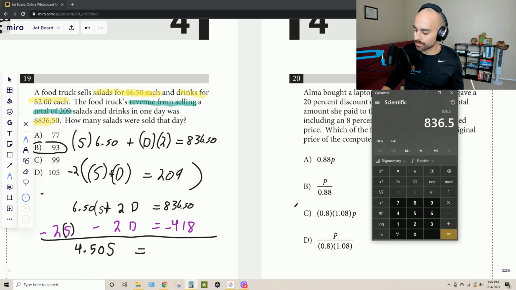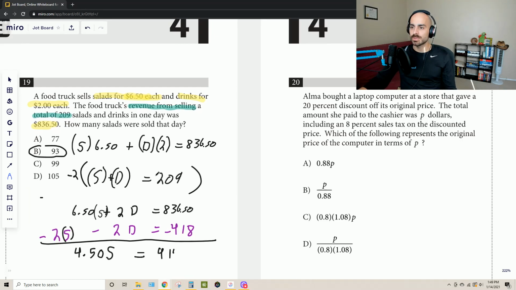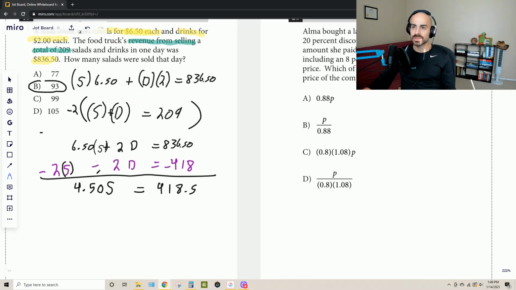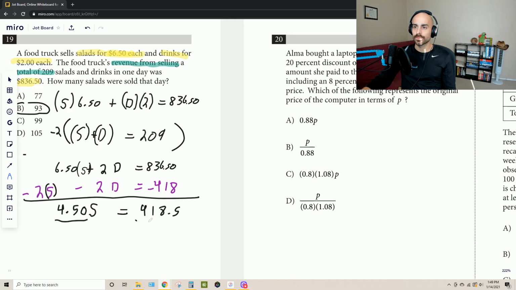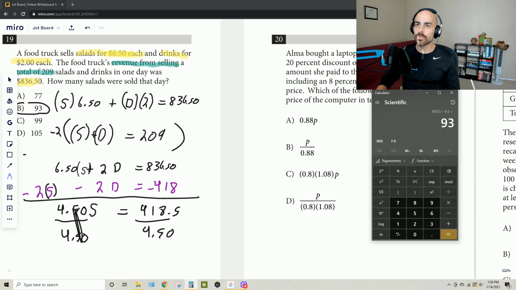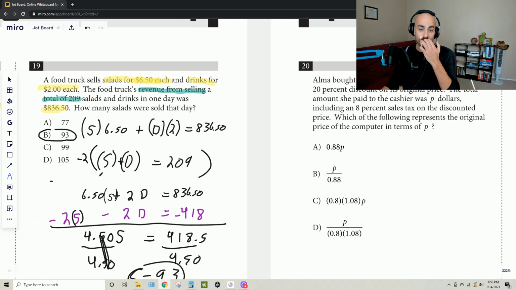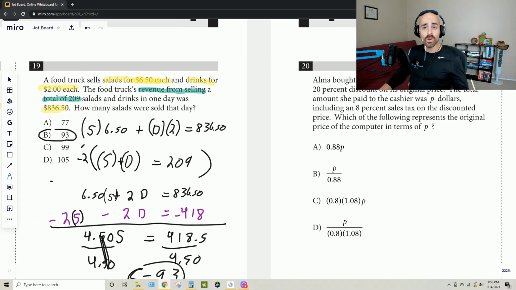836.50 minus 418 gives us 418.5 to be specific. And if I want to get S by itself, I'm just going to divide both sides by 4.50. That is 4.50, so that cancels out. And what we end up with is, bang, 93. S equals 93. Now you could do substitution. It is a little bit more complex, so I won't show it here, but if that is your preferred method because you're best at it, then go for it. That's going to work here as well.